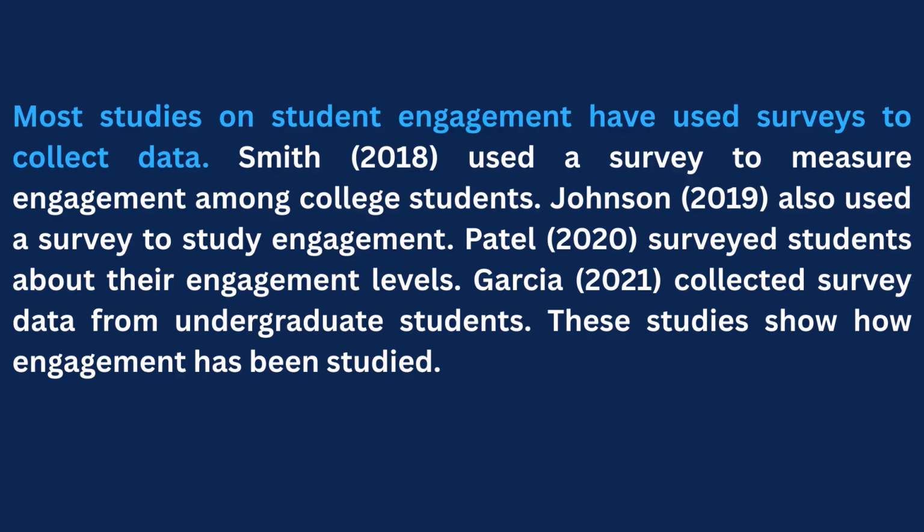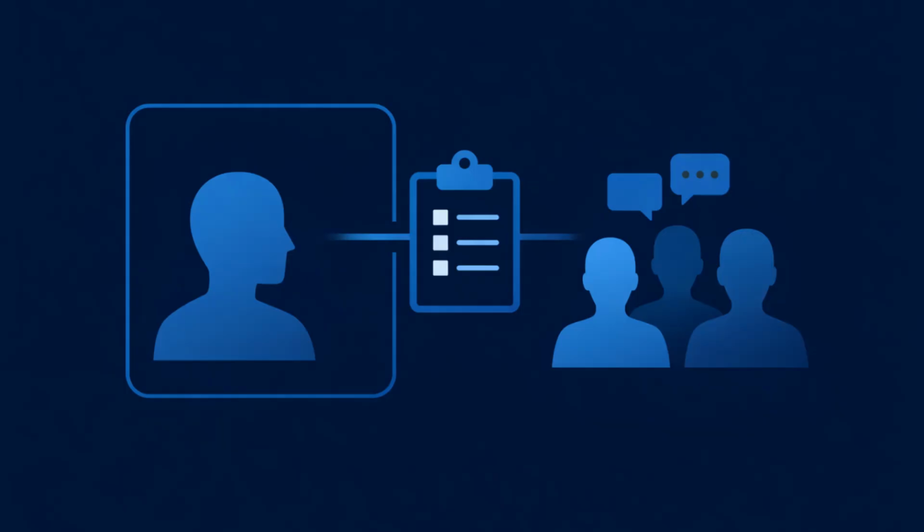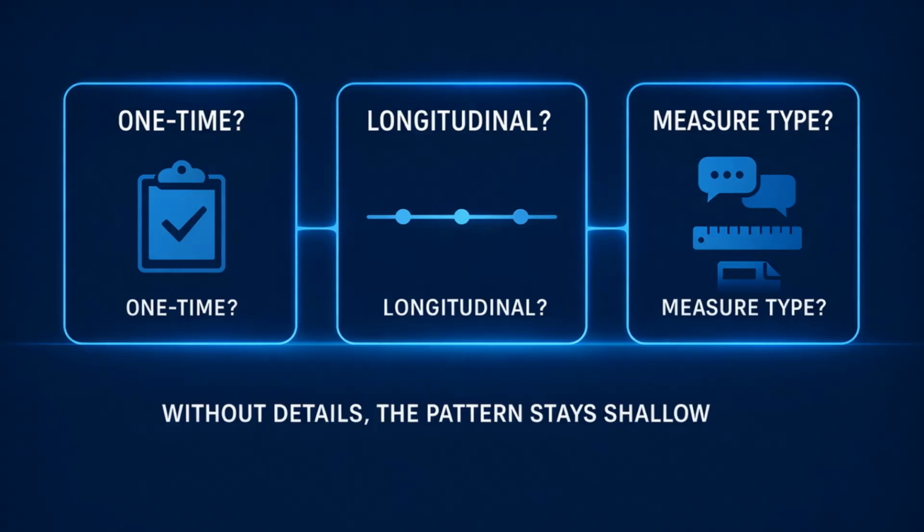The first problem appears in the topic sentence. It notices similarity, but it does not name a meaningful pattern. Saying that studies use surveys does not yet explain how research has been conducted in a way that shapes knowledge. This paragraph feels safe because it sounds accurate, but it avoids doing any real thinking about what the repetition means. The paragraph also lacks specificity. The word survey is repeated, but we still cannot picture what researchers actually did. We do not know whether these were one-time surveys, longitudinal surveys, self-report measures, or standardized instruments. Without that detail, the pattern stays shallow.